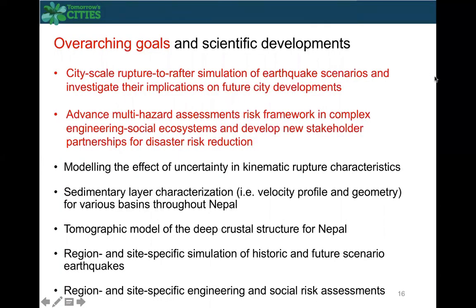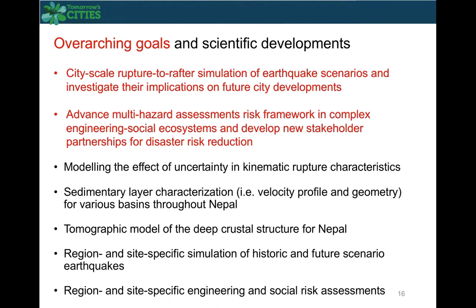The overarching goal of the project is to establish platforms for city-scale rupture-to-rafter simulation of earthquake scenarios and investigate their implication on future city developments. Also, advancing the multi-hazard risk assessment framework in the context of engineering and social loss and risk assessment, and also developing new stakeholder partnerships for disaster risk reduction.